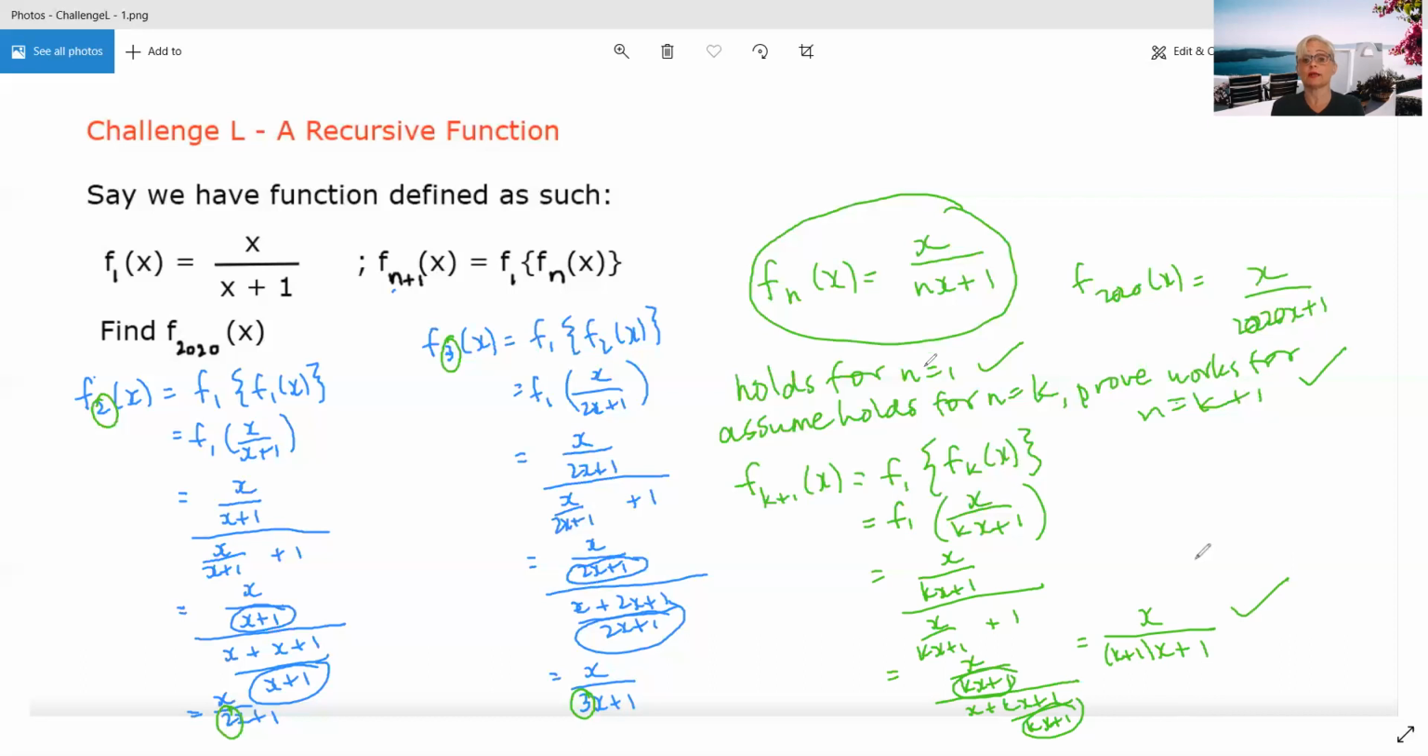So we've actually proved that now. So we said it held for n equals 1. We've assumed that it works for n equals k, and that has actually shown us that it works for n equals k plus 1. So we're now all good to say that yes, that rule works, and therefore f 2020 of x is x over 2020x plus 1. And there you have it.